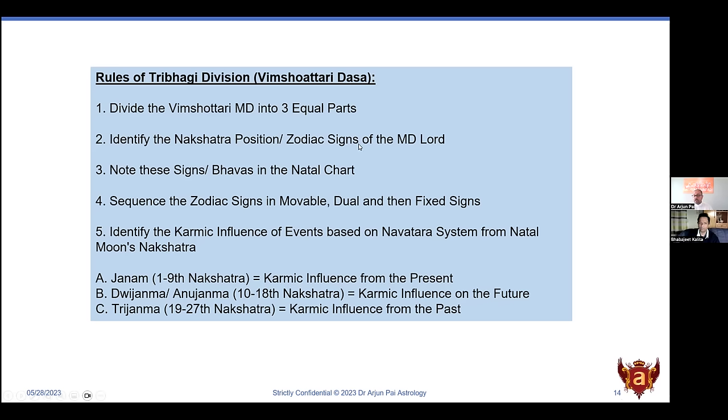So the second step is to first identify the zodiac signs where the nakshatra positions of the Mahadasha lord are. Third, note these signs and bhavas in the natal chart. For the same example, the Rahu nakshatras are active. Let us say Aries rising, Aries Lagna. So Ardra, Gemini would be the third house. Then Swati, which is Libra, is the seventh house. And Aquarius, where we have Satavishak, is the 11th house.